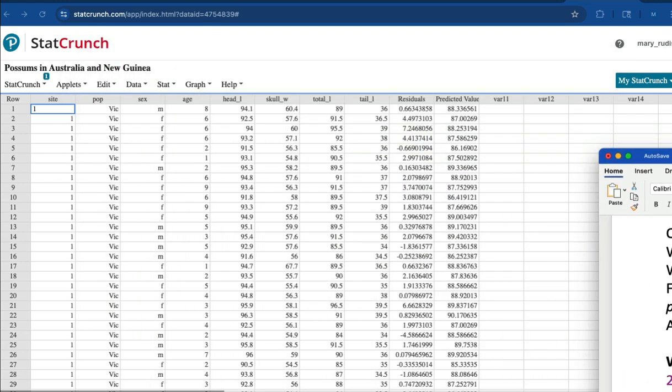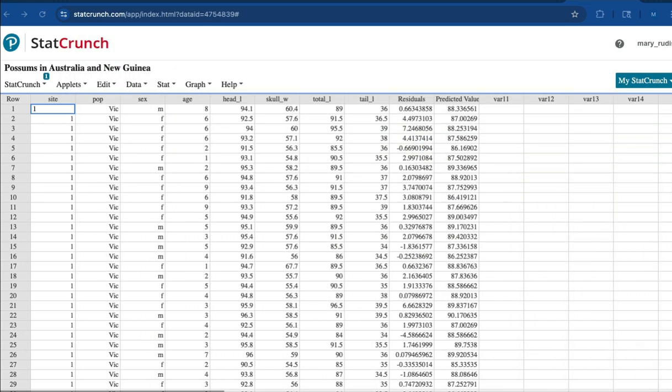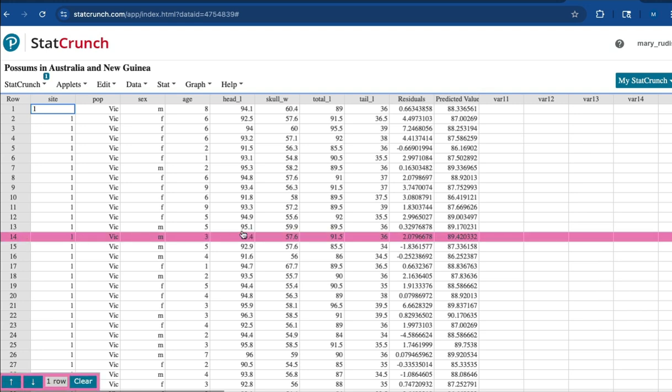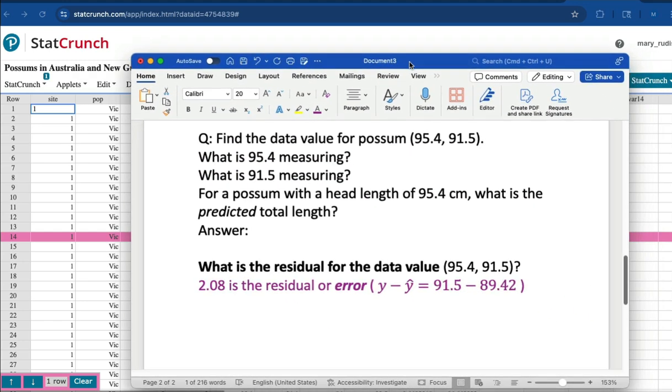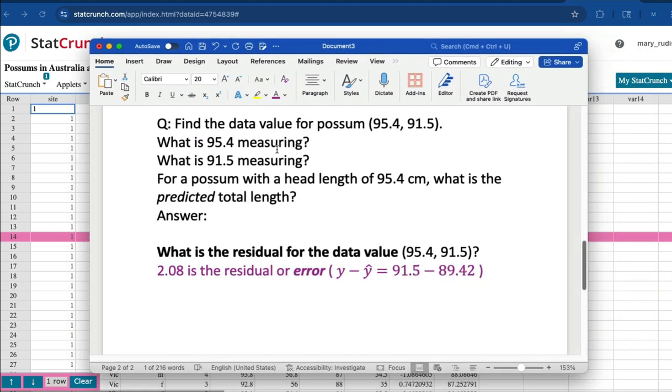So let's go into our data and find that possum. And it happens to be right here in row 14. Notice this possum has a head length of 95.4, which is the first number, and a total length of 91.5, which is the second number. And now you're going to see the reason why we include these other 2 columns, the residuals and the predicted values. Because in your homework, you're going to be asked a bunch of questions.